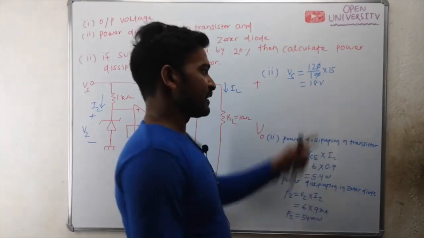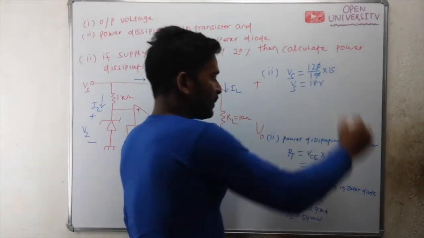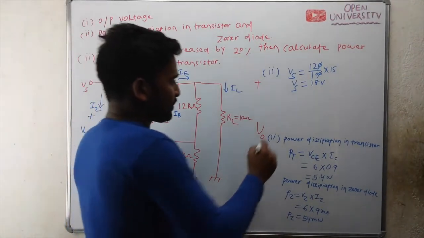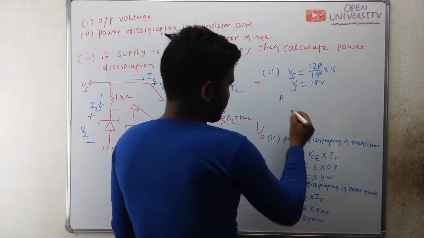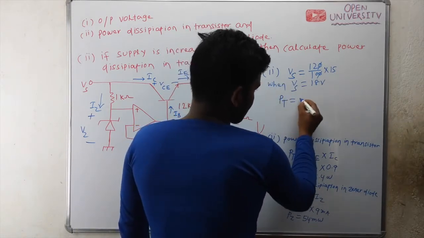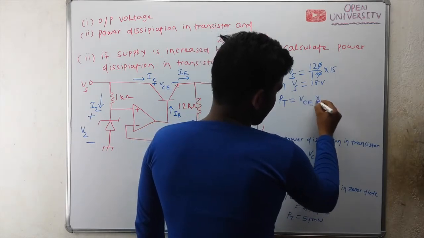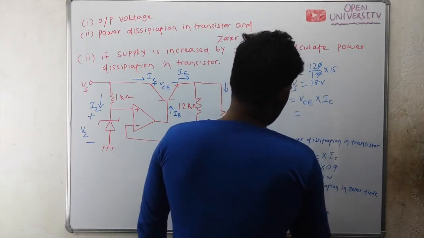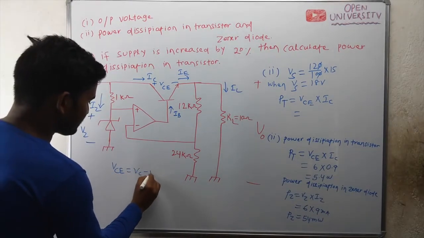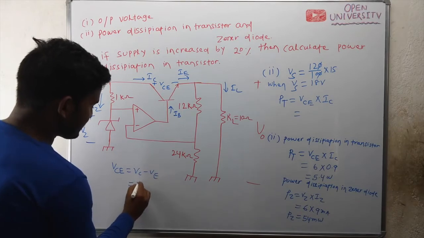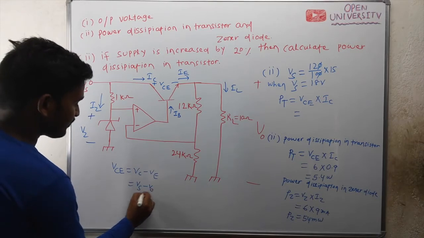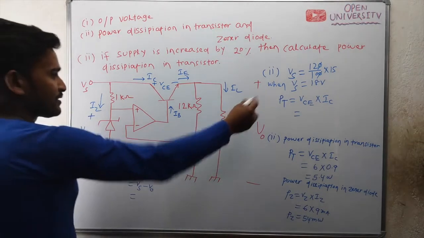When Vs is becoming 18 volt, what will be the power dissipation through transistor? It is asked. Power dissipation through transistor will be Vc into Ic. Now what is Vc value? Vc is nothing but Vs minus V0. What is new Vs? 18 volt.